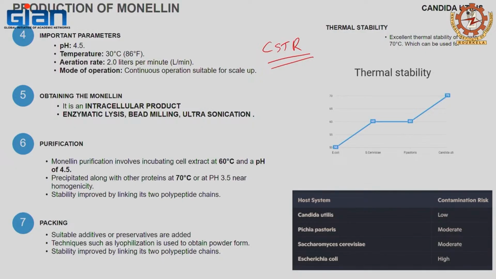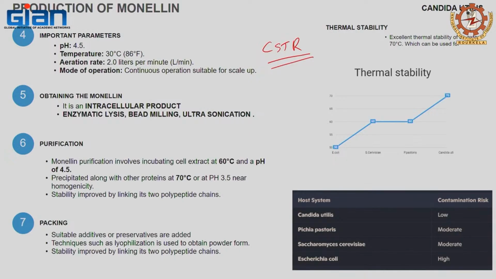And the pH for its optimal growth parameters is obviously 4.5, and the temperature tolerance is at the maximum range of 35, which is actually good. And the aeration rate is 2 liters per minute, and the mode of operation which I have said is continuous mode of fermentation, which will be suitable for the scale up operation.